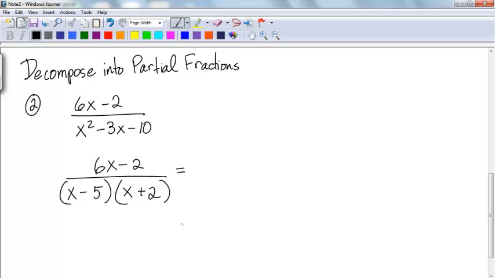Okay, now set that equal to, okay, I'm going to use the letter A over and take one of those factors, and I'm going to use x minus 5, plus, and I'm going to use the letter B, take the other factor, x plus 2, okay? And those two ought to be equal. What we need to figure out is what's A and what's B, okay? Everybody okay with that? Now multiply, get rid of the denominators, okay?